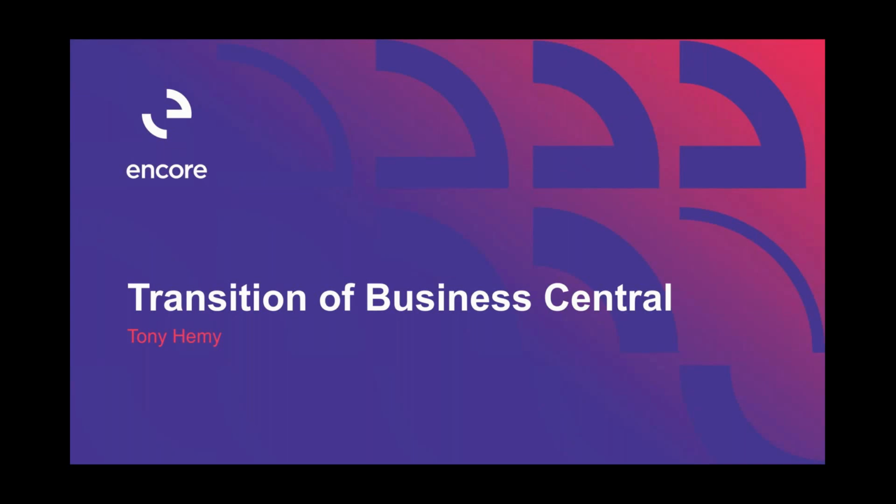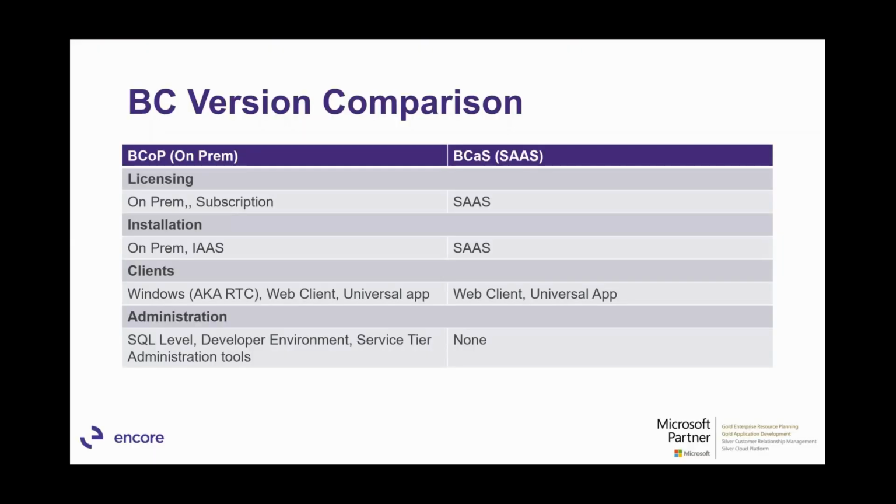So I'd like to talk a little bit about the different versions of Business Central that are available today, and the features from a technical standpoint that are available to you depending on the version of Business Central that you would deploy. The two versions of Business Central that are available from Microsoft as of October 1st would be Business Central on-premise, or Business Central as a service, a SaaS offering.